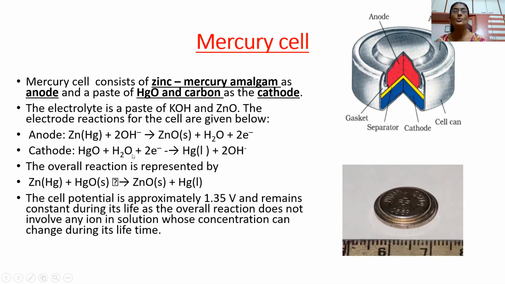If we add these two reactions, the net redox reaction taking place is zinc mercury amalgam plus HgO gives ZnO and Hg. Now if we see this net overall reaction, it doesn't contain any ions. So this cell is long lived. It will not corrode when we keep it for a long time.